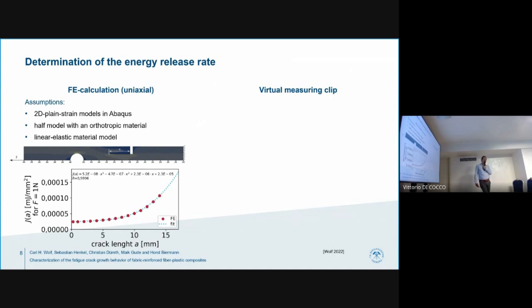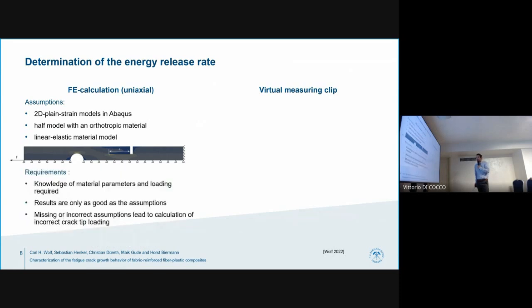He assumed the 2D plane strain model in Abaqus as a half model with orthotropic material and used a linear elastic material model. He also assumed that we have symmetric crack growth, and so we could calculate the energy release rate. But you all know we knew the material parameters and the loading, and the results are only as good as the assumptions we made. If we miss some information or had incorrect assumptions, we had a problem with the energy release rate.